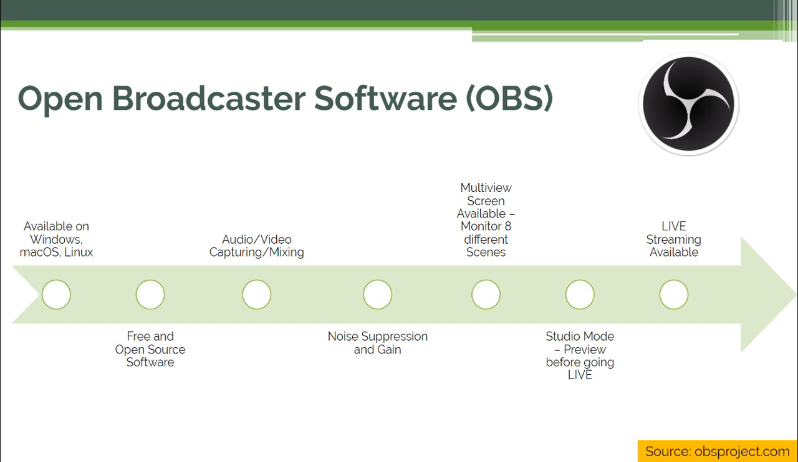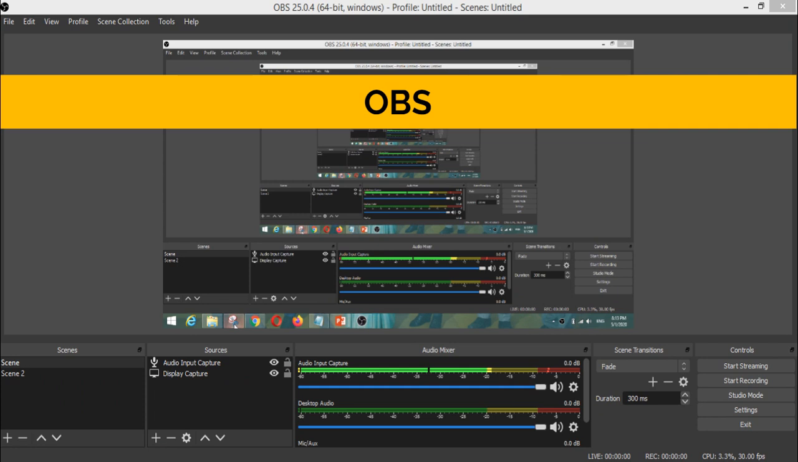Then you have a multi-view screen available, which means you can monitor 8 different scenes simultaneously. Another thing is it has a studio mode. You can preview your video before going live, and this means live streaming is available as well. And this is the interface provided by OBS, so you can have multiple scenes. Here you can see the option of scene 1, scene 2, and you can have different sources to record your audio and to record your display.